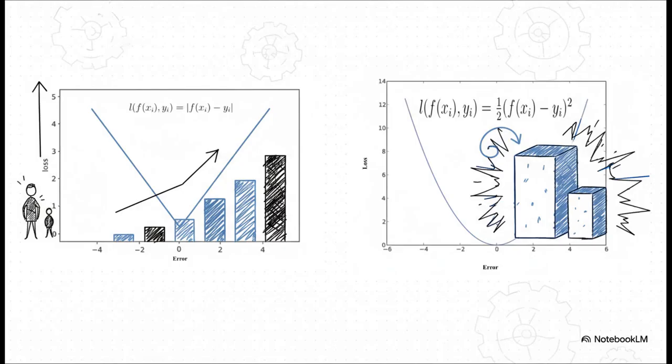So here are two really popular ways to handle that. Over on the left, you've got L1 loss, or mean absolute error.